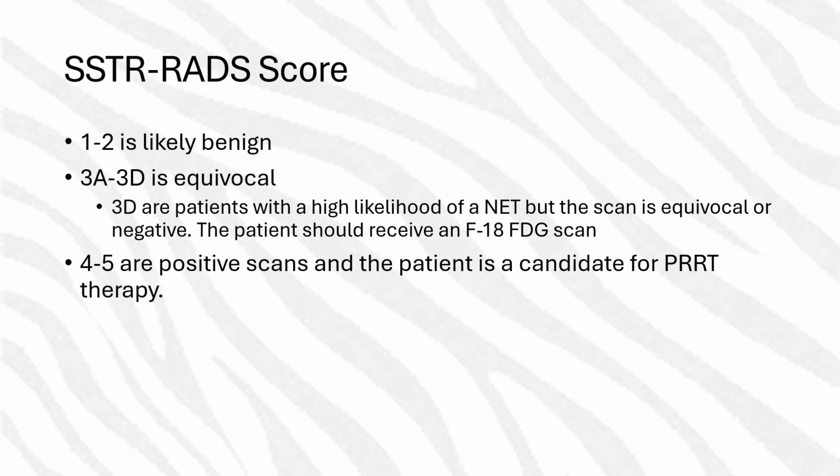There's another one called the SSTR-RADS score. 1 to 2 is likely benign. 3A to 3D is considered equivocal. These are patients with a high likelihood of a neuroendocrine tumor, but the scan is equivocal or negative. Patients should then receive an FDG scan in case the cancer has progressed to heterogeneity. And then 4 to 5 are positive scans, and the patient is a candidate for PRRT therapy.